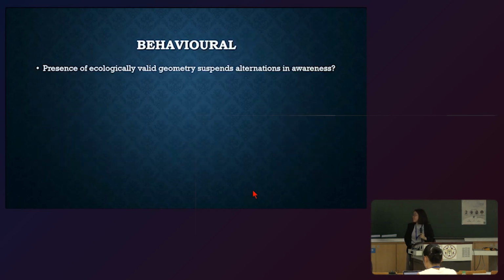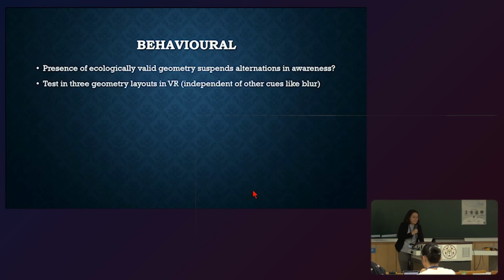When we start to think about partial occlusion, one question that pops up is whether the presence or the knowledge that we are in 3D space, the geometry of the 3D space, actually suspends the alternation of awareness. We can test this in virtual reality, because the nice thing about virtual reality is that everything looks sharp at all distances. So you can test just geometry and exclude other influences like blur.